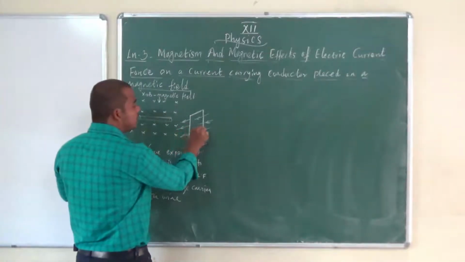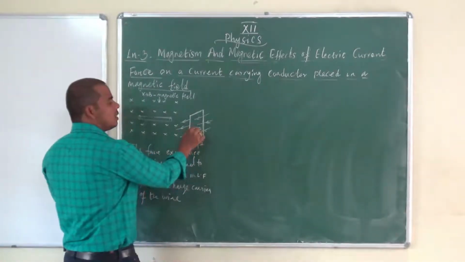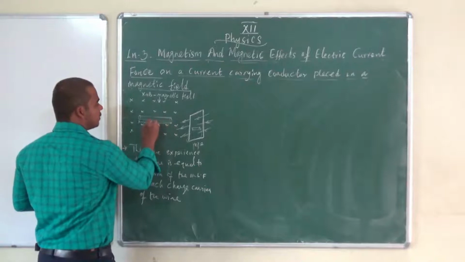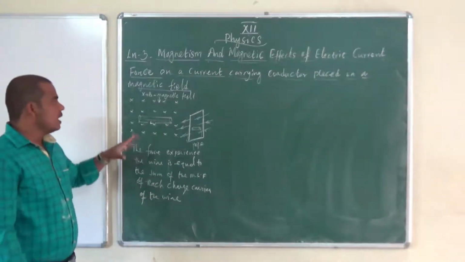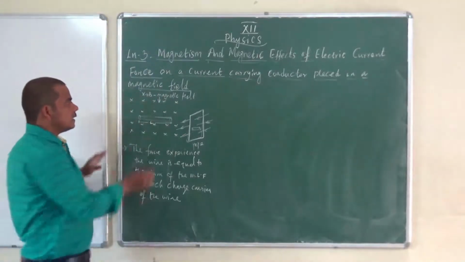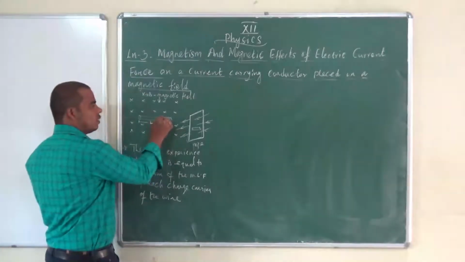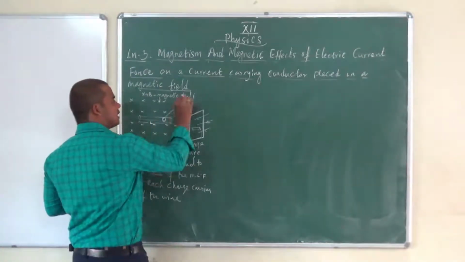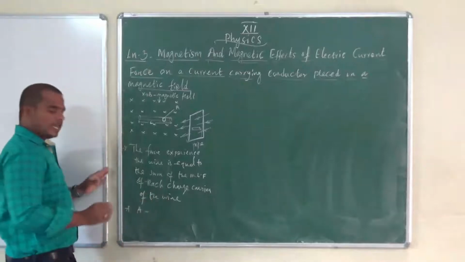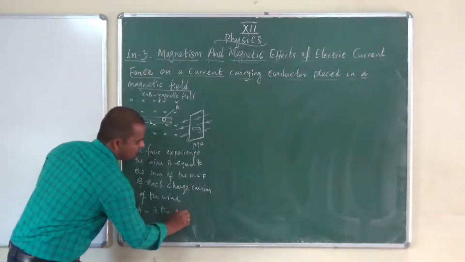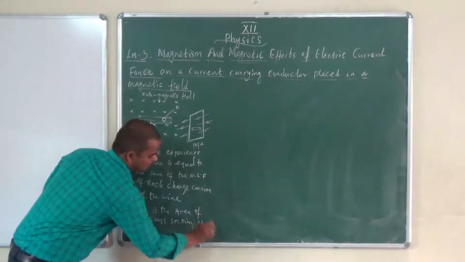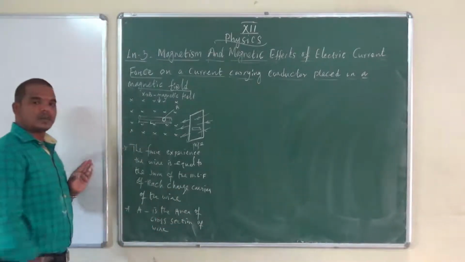Here we have to keep one current carrying conductor. The length of that current carrying conductor is represented by L. The current carrying conductor looks like a wire. The wire has an area of cross section A. This is represented by the area of cross section A, the area of cross section of the wire.